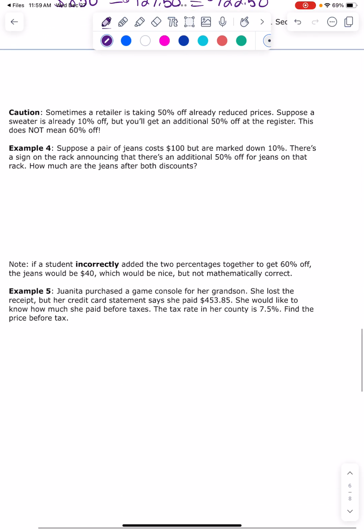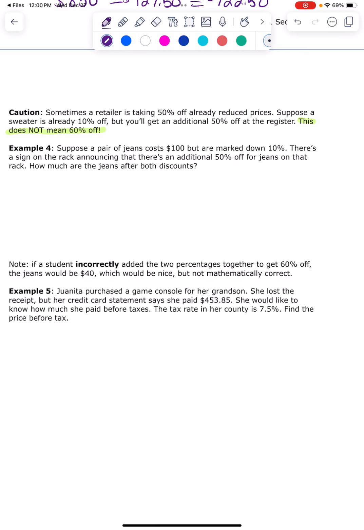Caution, sometimes a retailer is taking 50% off already reduced prices. Suppose the sweater is already 10% off, but you'll get an additional 50% off at the register. This does not mean 60% off. You can't just add percentages together like that. We'll see how it works with this example. You're buying a pair of jeans for $100 that are marked down 10%, and then there's an additional 50% off.